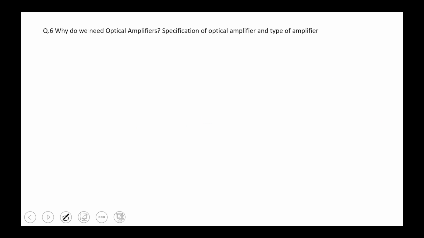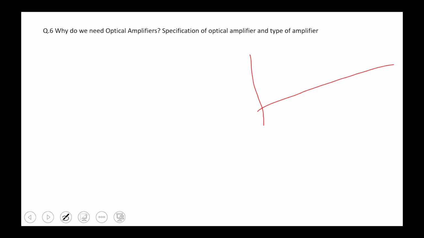So can anyone in the class explain why we need the optical amplifier? Why do we need it? What type of optical amplifier? And what is the specification for an optical fiber amplifier? Anyone can explain? Sir, the optical amplifier reduces the power level so that the light can propagate through the fiber. Attenuation level, it reduces the attenuation.